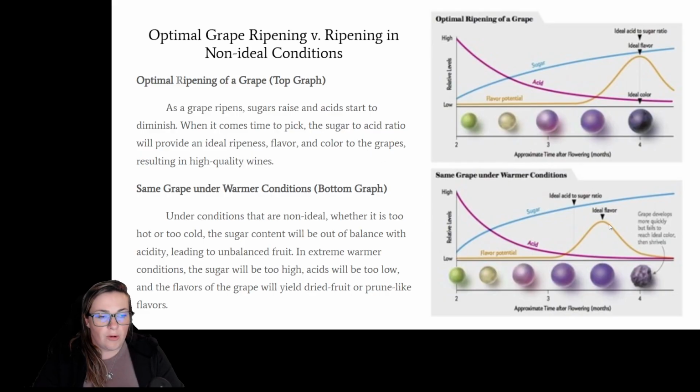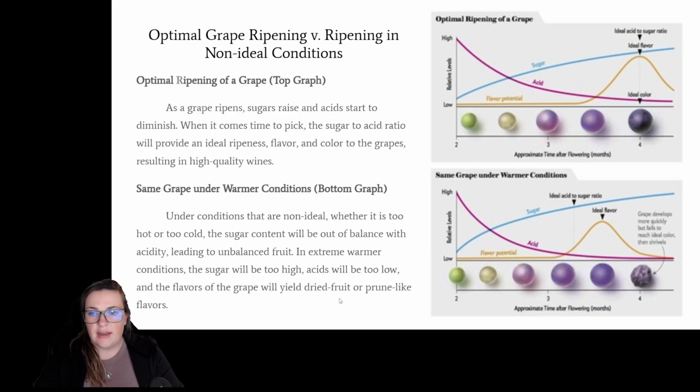It's just a perfect combination of everything coming together just as we need it to, right? Here on the lower graph, we see the same grape under warmer conditions, right? So if the conditions are non-ideal, the weather is too hot in this situation, the sugar content will be out of balance with acidity, leading to unbalanced fruit. It can also happen if the climate is too cold too, right? But this situation is showing you too hot, for example. So in extreme warmer conditions, the sugar will be too high, acids will be too low, and the flavor of the grape will yield dried fruit or prune-like flavors, right?